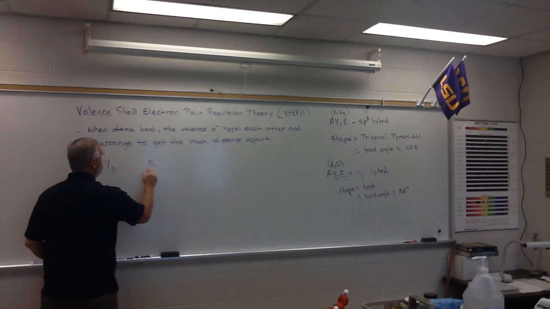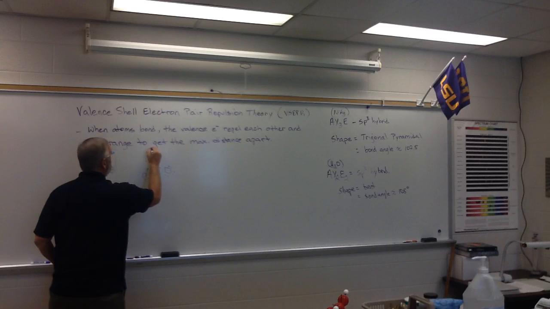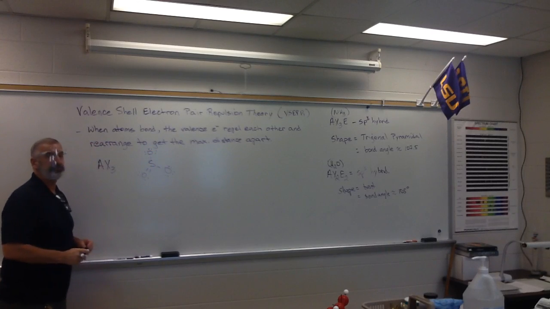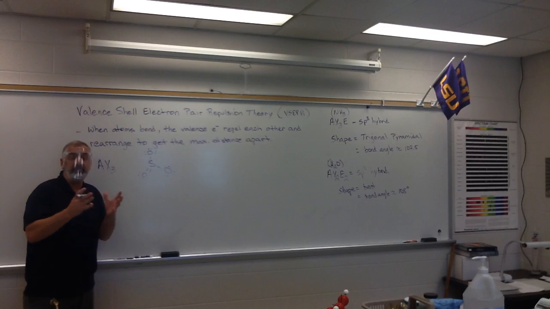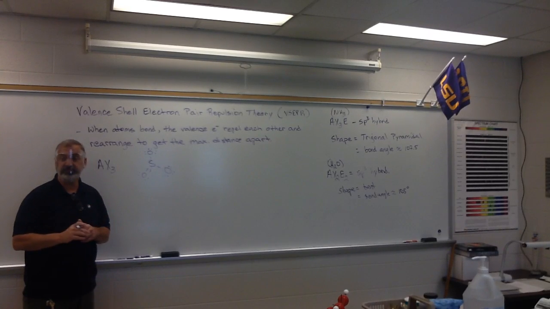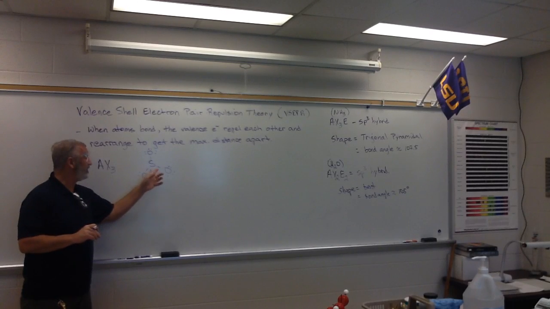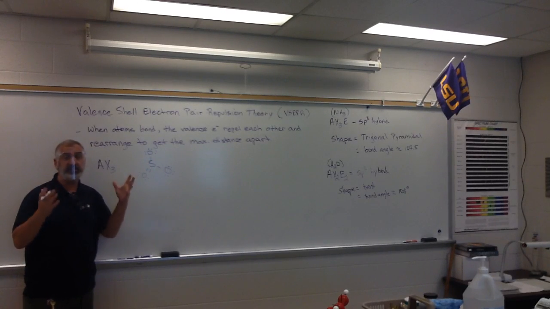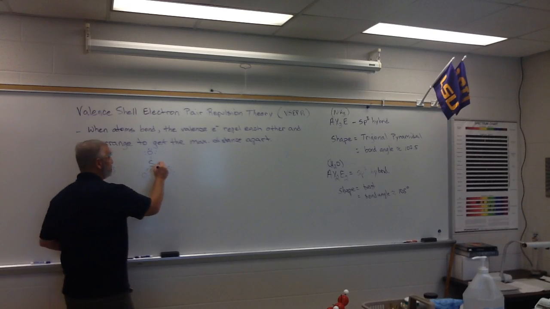Like sulfur trioxide, the very first one on your sheet. Now how many areas of electron domains do we have? How many different places are the electron densities going to be? 3, not 4. The reality is it's sigma, sigma, sigma, pi.